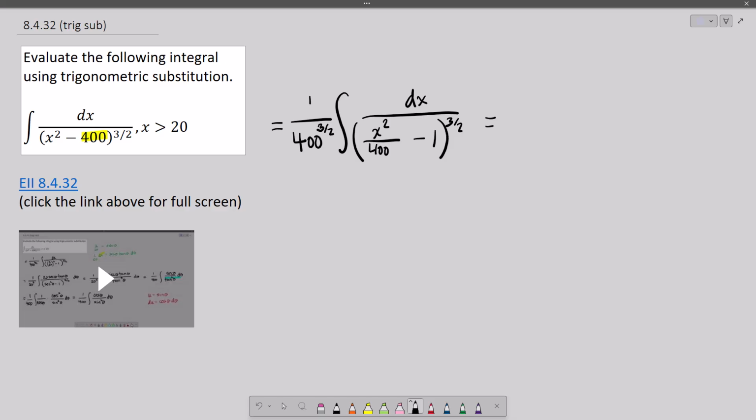And a lot of times you get good at just doing that in one step, but okay, so here on the outside, the 2 is in the denominator, so that's a root. So that's the square root of 400. The square root of 400 is 20, and then we have 20 cubed. We'll just write it as 20 cubed for a moment. And then in here we have dx over, let's turn this into a single square, so that's x divided by 20, quantity squared, minus 1, all that's raised to the 3/2 power. All right, so now we have a difference of squares with a trailing 1. We use secant.